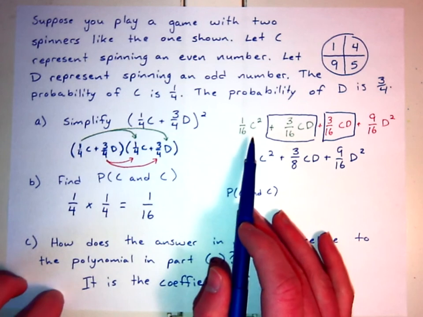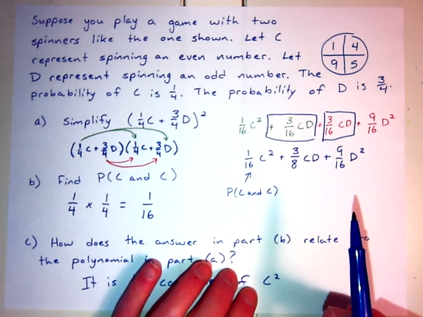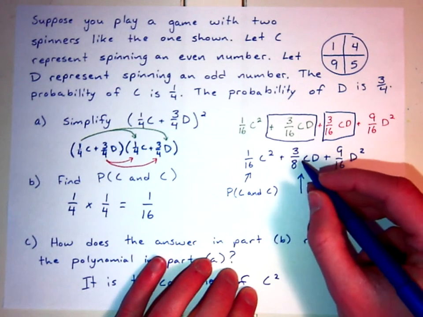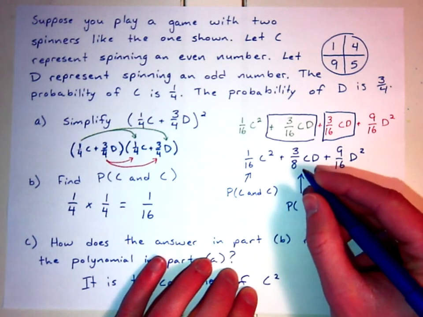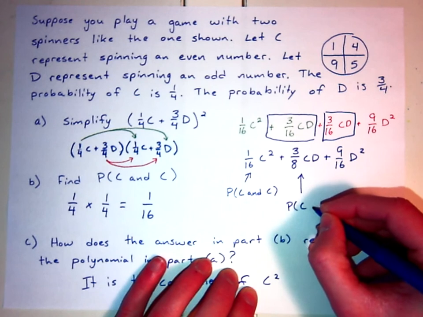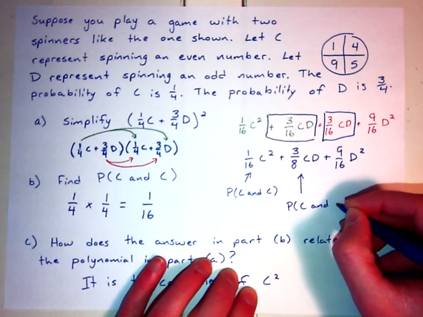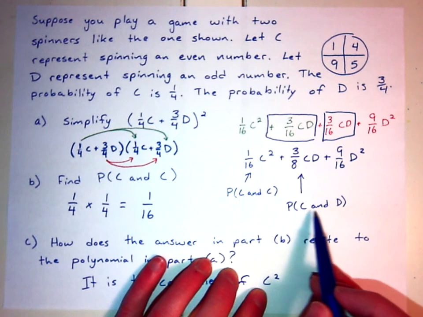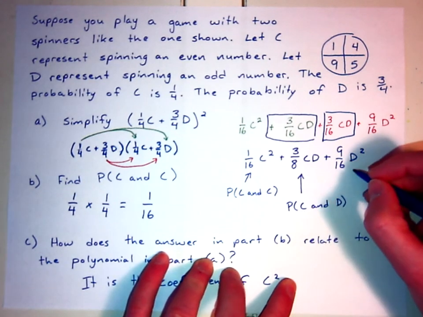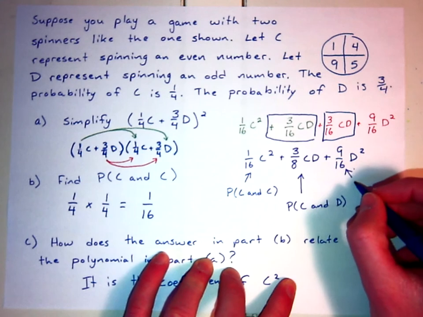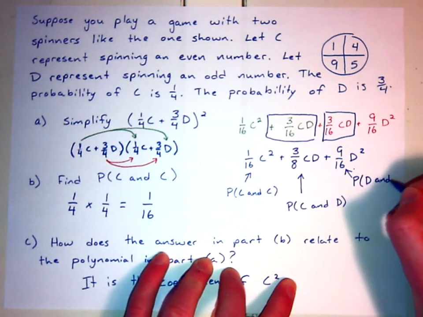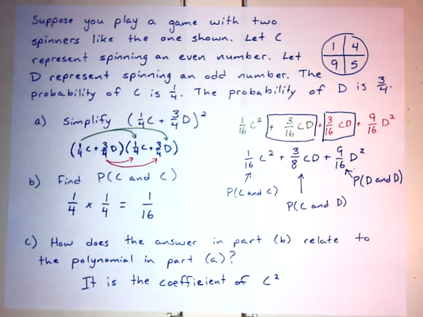If this question was asked in a different way, right here we can see the coefficient would be the probability of spinning an even number and an odd number, and this coefficient right here would be the probability of an odd number and an odd number. There you go. I hope this helps you with this lesson. Good luck.